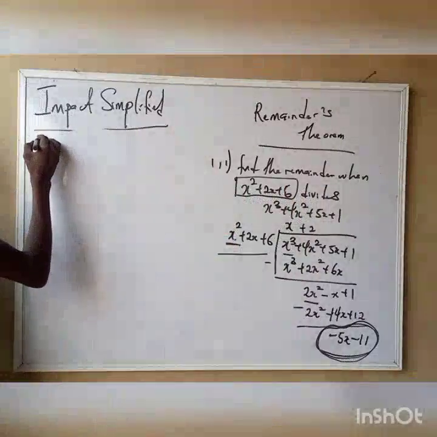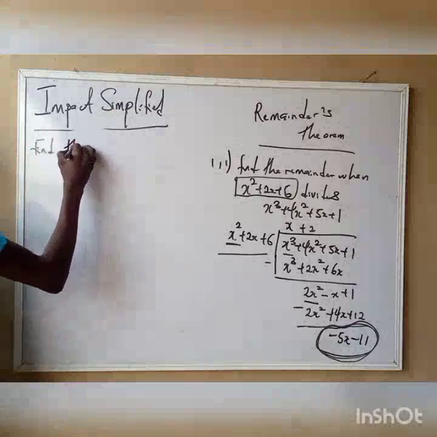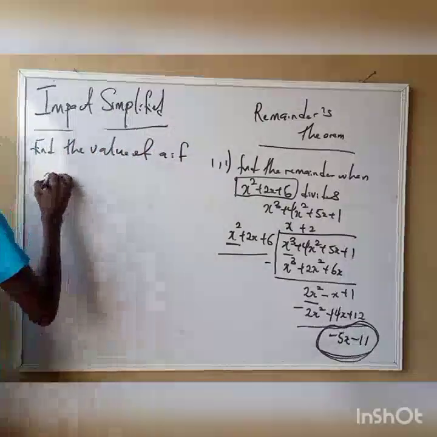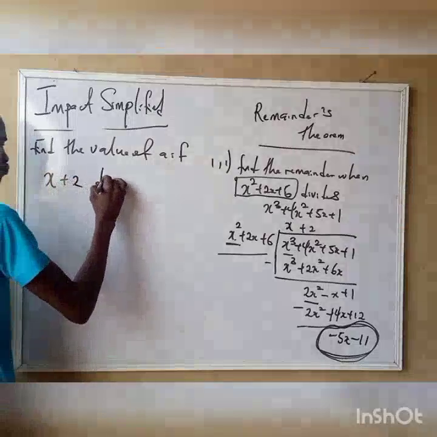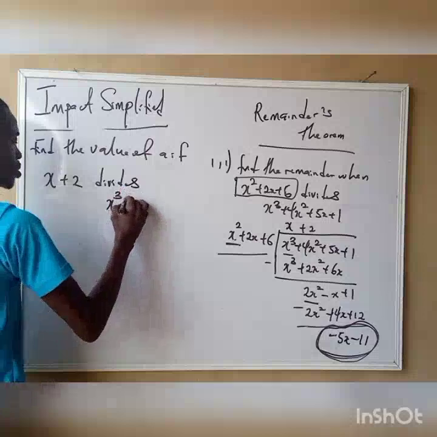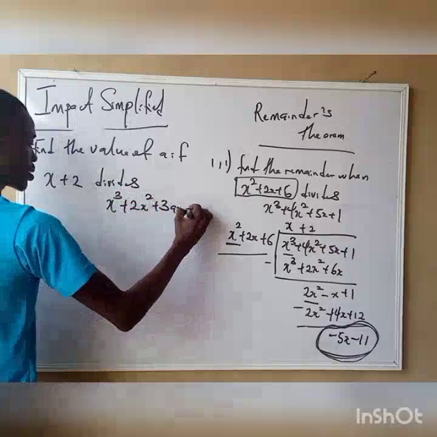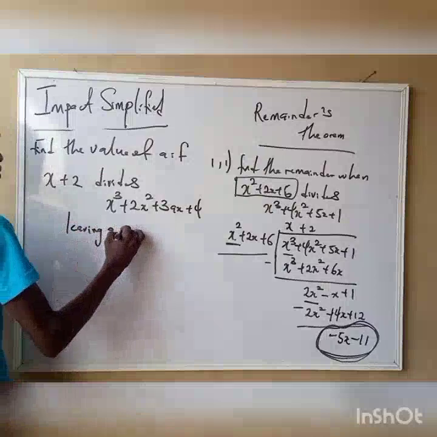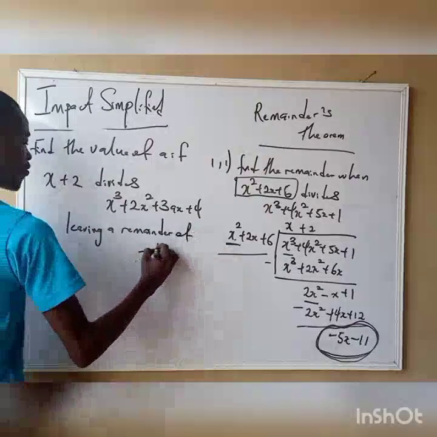Now let us look at another question relating to a variable. They said we should find the value of a if x plus 2 divides x cubed plus 2x squared plus 3ax plus 4, leaving a remainder of minus 1.